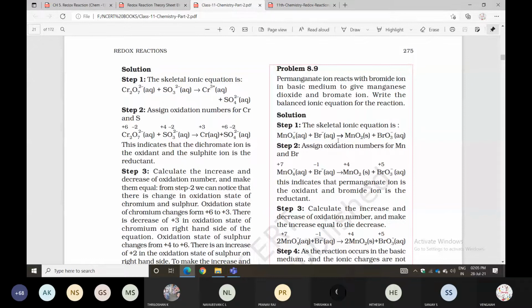Manganese dioxide and bromate ion. The skeletal ionic equation is given. First, assign the oxidation number for each element, bromine and Mn. The second step, calculate the increases and decreases of oxidation number and make the increases equal to the decreases.